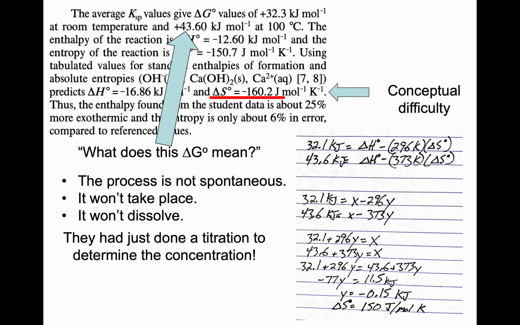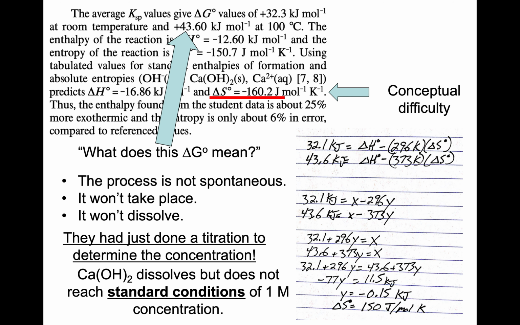This mismatch right here, in part, led us to stop including this lab because we were not able to really, in that space, have a rich discussion to explain and explore what was going on. What was going on is the calcium hydroxide, it dissolves, but it does not reach the standard conditions of 1 molar concentration. That's what a Gibbs free energy under standard conditions is telling us. Are we able to reach those standard conditions or not? So I think this is a really good lab to begin to probe this idea, but you need to pair it with the corresponding discussion.